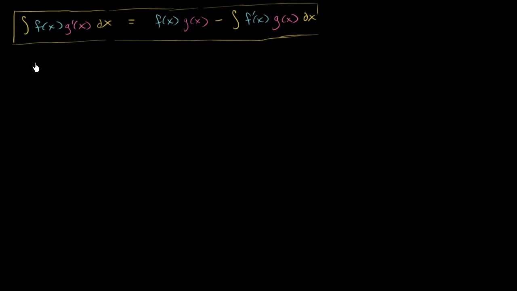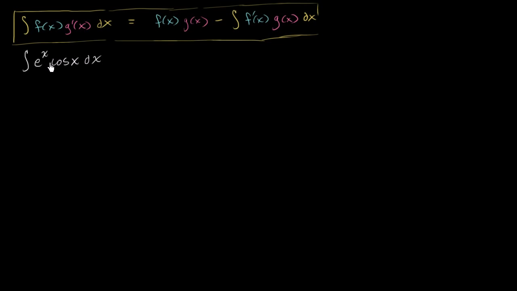Let's see if we can use integration by parts to find the antiderivative of e to the x cosine of x dx. And whenever we talk about integration by parts, we always ask, which of these functions, e to the x or cosine of x, if I were to take its derivative becomes simpler?